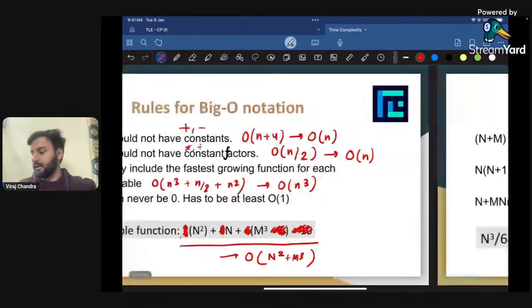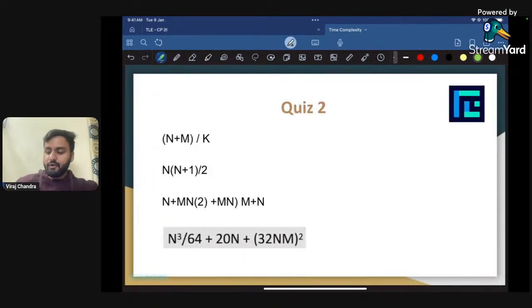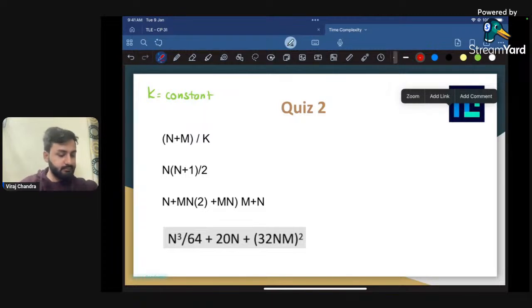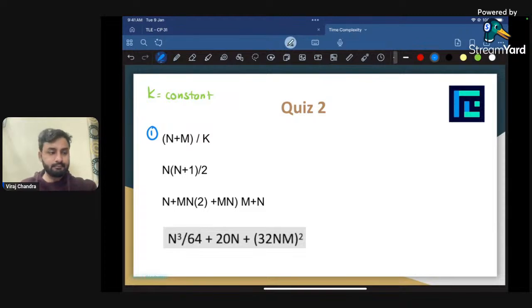Should we move on? So quiz number 2 for you. Now k is a constant. Tell me, what do you think is the final big O notation that we should do? One, n plus m by k. So k is a constant. Correct. This should be O of n plus m. Very simple.